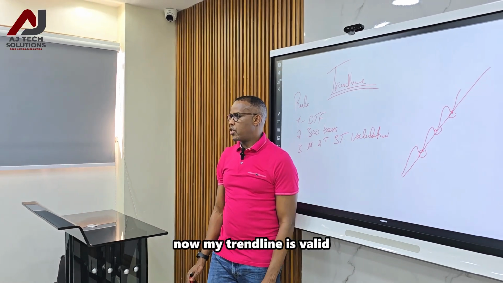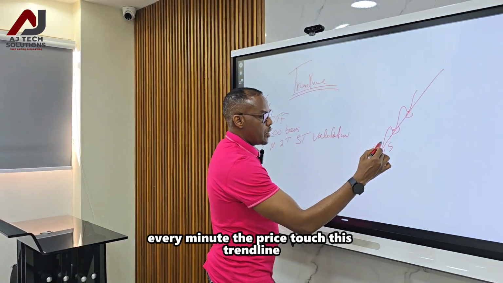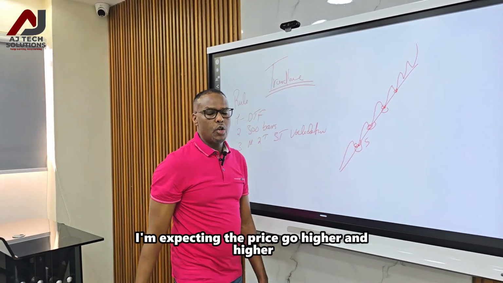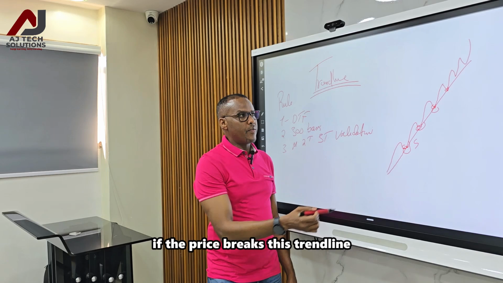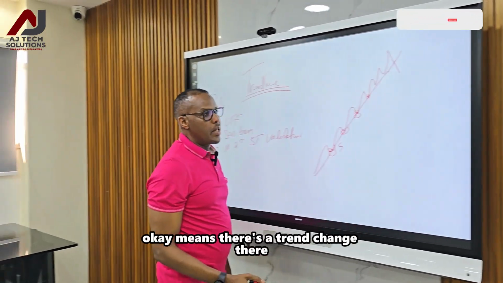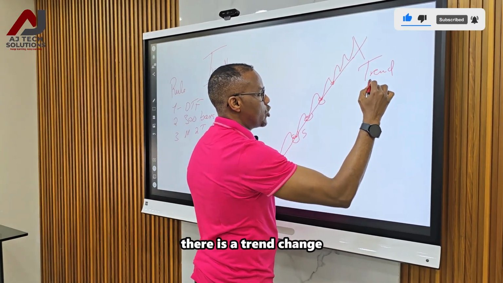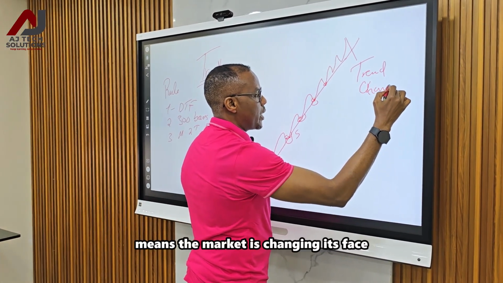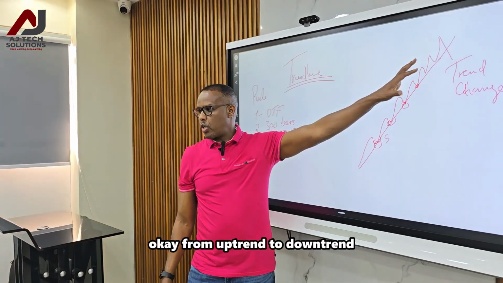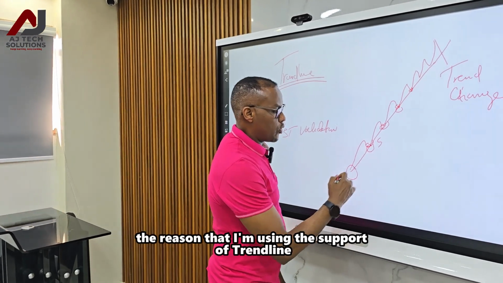Now my trend line is valid because my support is so strong. Every time the price touches this trend line, I'm expecting the price to go higher and higher. If the price breaks this trend line, it means there's a trend change. The market is changing its phase from uptrend to downtrend. That's the reason I'm using the support trend line.